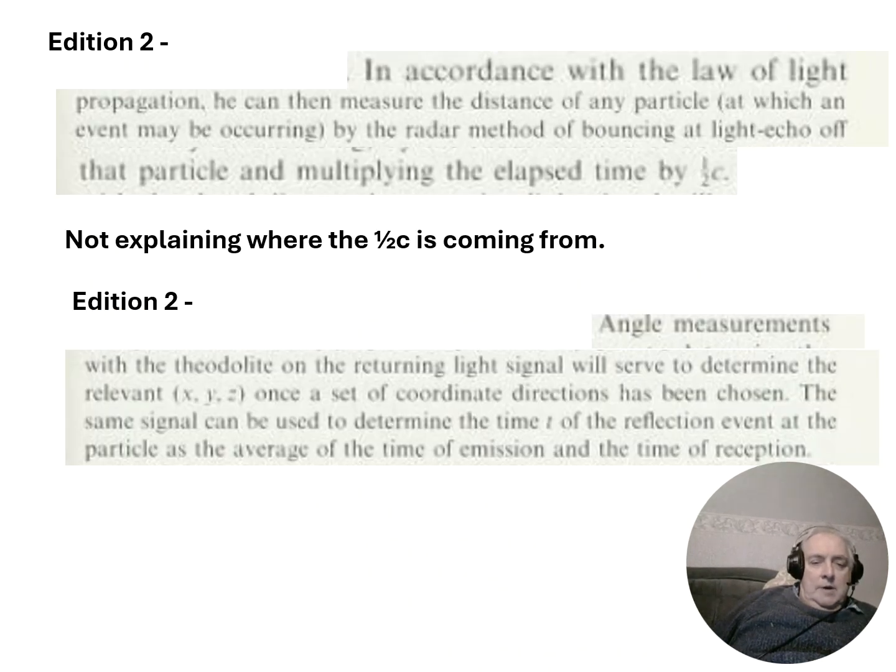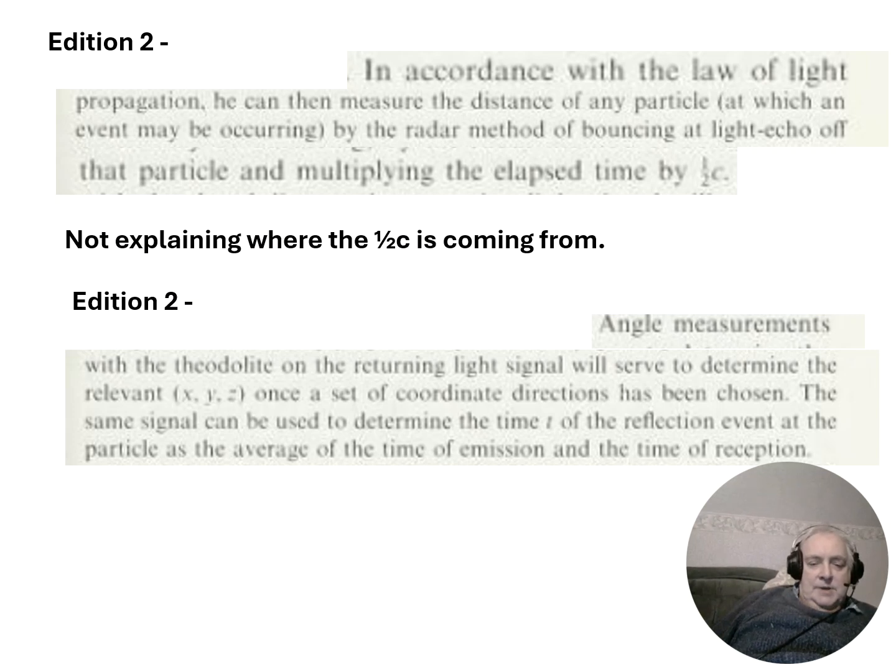So the book carries on and says, in accordance with the law of light propagation, he, that's the observer, can then measure the distance of any particle at which an event may be occurring by the radar method of bouncing a light echo off that particle and multiplying the elapsed time by half c. And the book's not explaining where that half c is coming from. So once again, it's leaving things ambiguous.